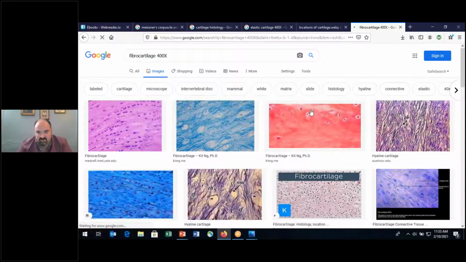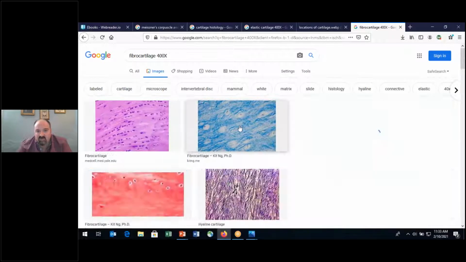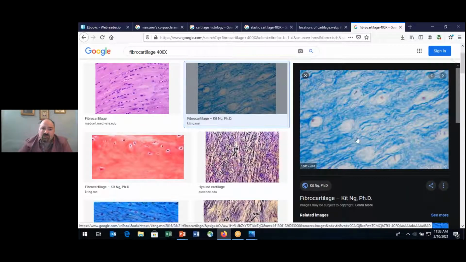All right, in our lab, we have the slides for fibrocartilage. They kind of look like this. It's blue stained, right? And you'll see the space, the lacuna, the cartilage cell that's a chondrocyte in a space there. And here you're seeing the very strong collagen fibers, okay? Fibrocartilage is very unique in that it's very strong and able to absorb a lot of abuse. Okay?